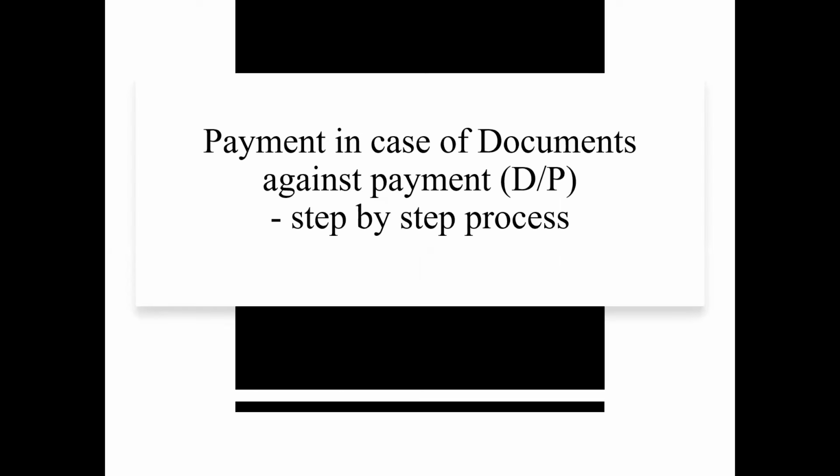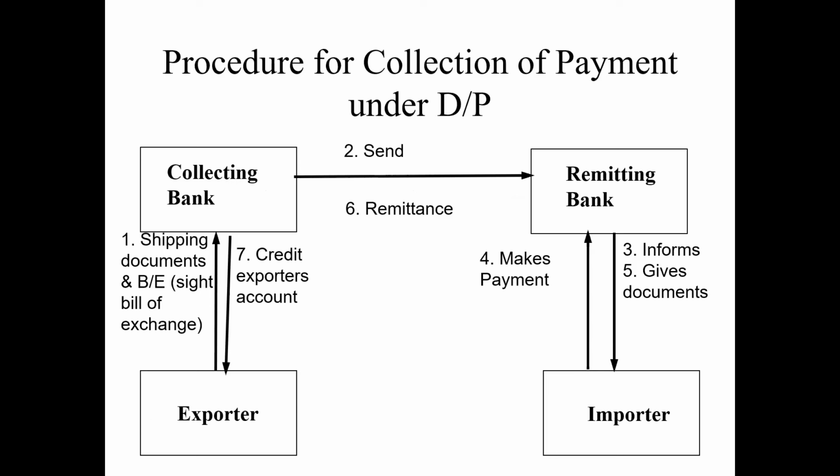Now, to get more clarity, we will try and understand the process of realizing payment in case of documentary collection. First, let's see how payment is realized in case of document against payment. So the first step in this case is that the exporter gives all the shipping documents along with the bill of exchange to his bank, also known as the collecting bank. Since currently we are discussing document against payment, a sight draft is used in this case.